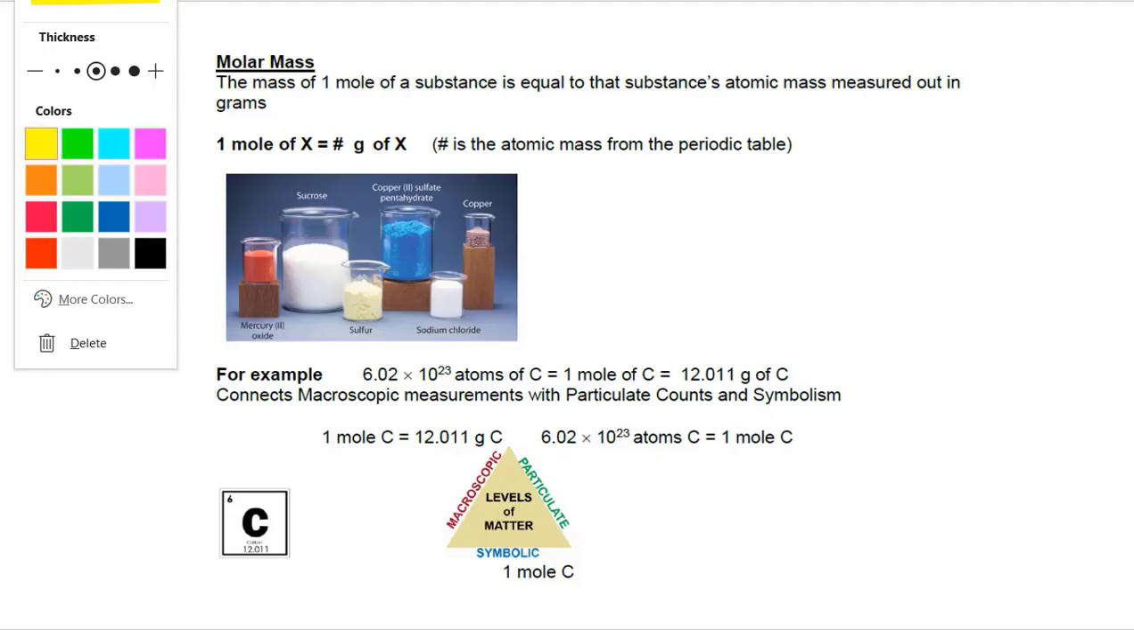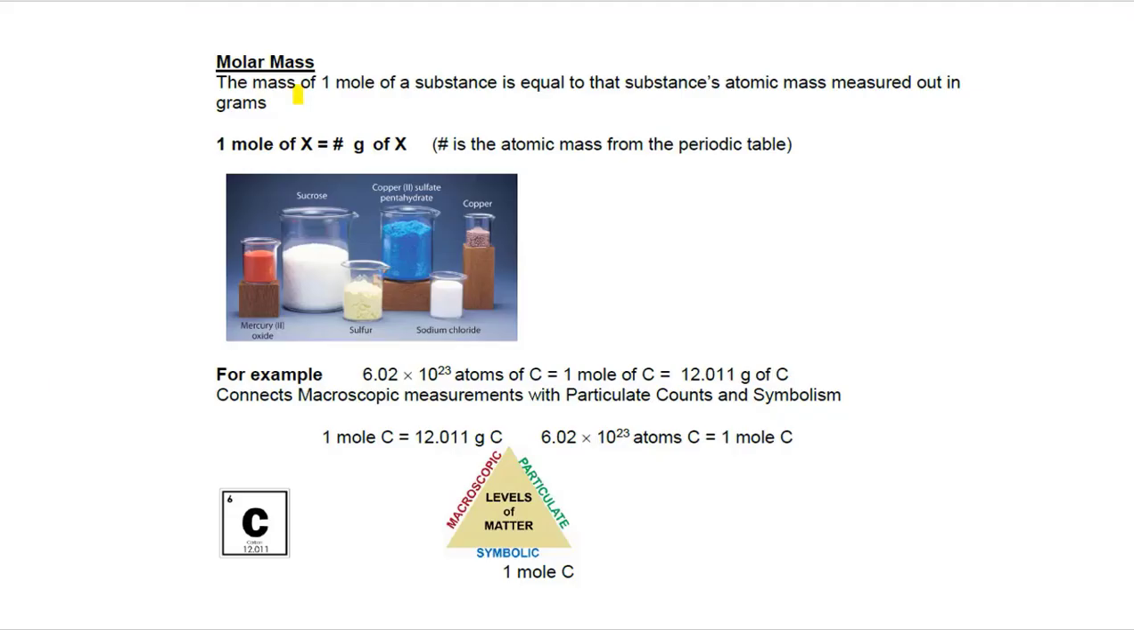The molar mass is the mass of 1 mole of a substance. It's actually equal to that substance's atomic mass measured out in grams. Where do we get this number from?